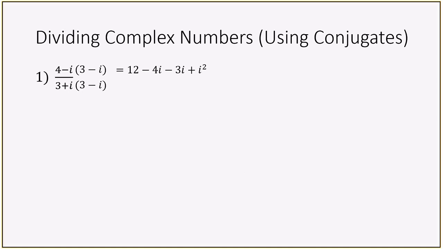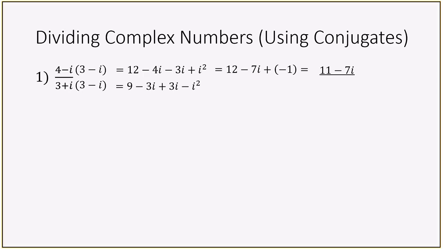If I multiply out the top, 4 times 3 gets me 12. 4 times negative i gets me negative 4i. Negative i times 3 gets me negative 3i. And negative i times negative i gets me i squared. If I replace the i squared with a negative 1 and combine the i terms, I get 12 minus 7i plus negative 1, and I get 11 minus 7i.